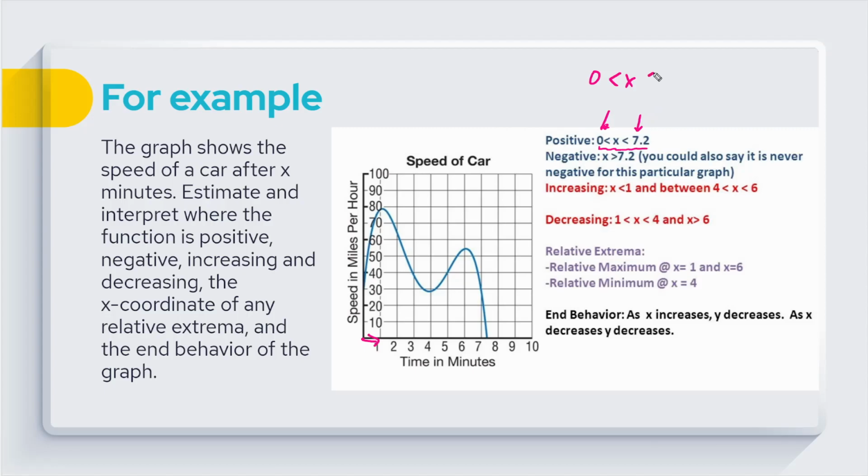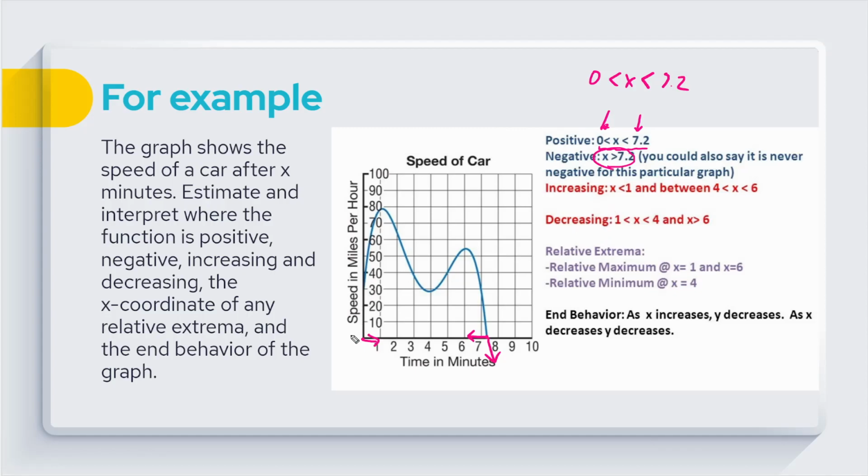And it's less than, because the mouth is pointing away from the x, 7.2. And so 7.2 is right here. So all of the data from 0 to 7.2, this is the positive stuff. And then negative is anything past 7.2, where it's greater than 7.2. In this particular graph, you could say that it is never negative, and that would be fine. I just want you to know that if you're looking at a situation where there are negative values, then you would just write it like this.